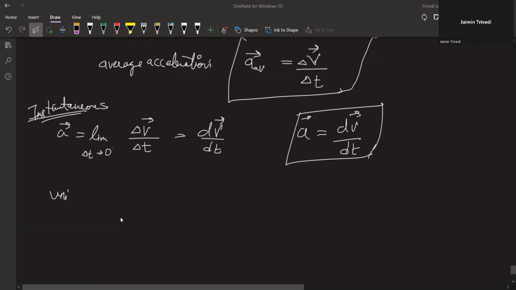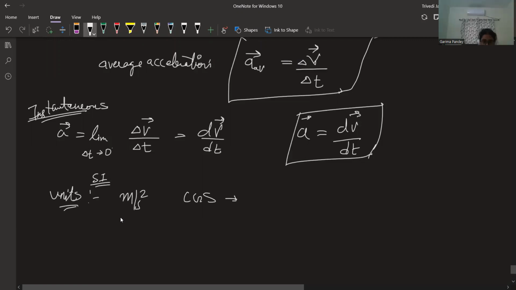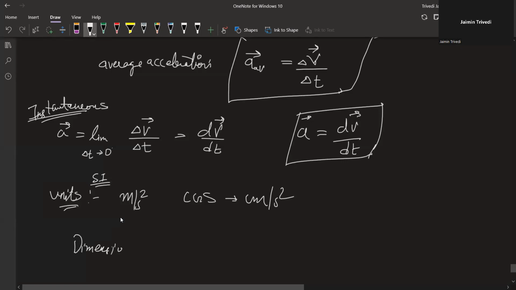What will be the units? Meters per second square. This is your SI unit. And what about the CGS unit? Centimeter per second square. The dimensional formula is M0 L1 T minus 2.